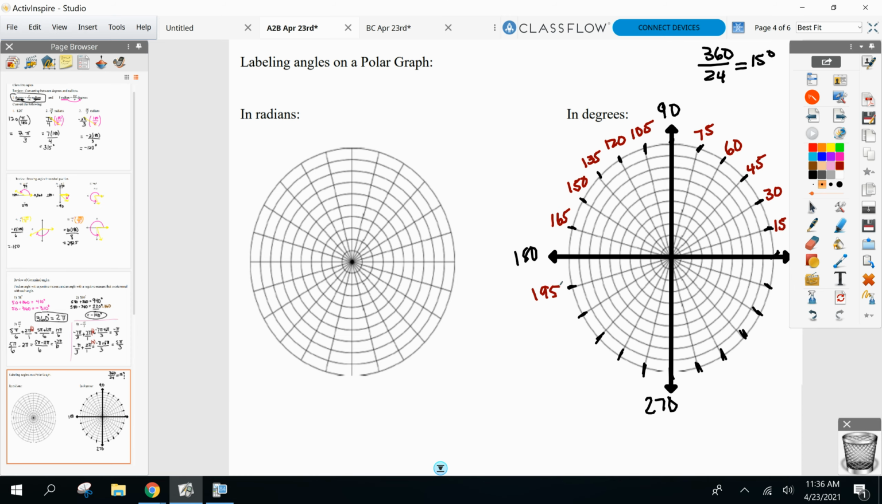195, 210, 245. Nope, that's not even close. How about 225? 240, 255. I don't know why I'm drawing a blank. There's 270. Here we go. 285, 300, 315, 330, and 345. And then we're back to 360.